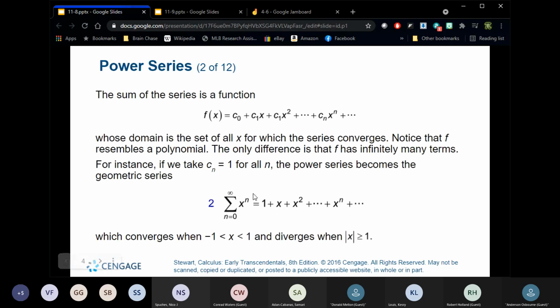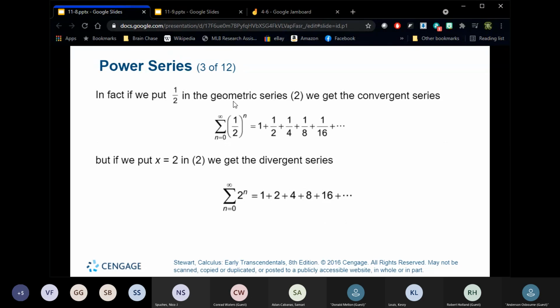So if we can get the problems looking like this, it makes our lives a little bit easier, or we have to do the ratio test. That's basically what the power series is going to be looking at: what are the values of x that are going to converge and diverge. We look at a couple examples. That's the 1/2 one, that's the 2 one, and we can see this converges and this diverges.